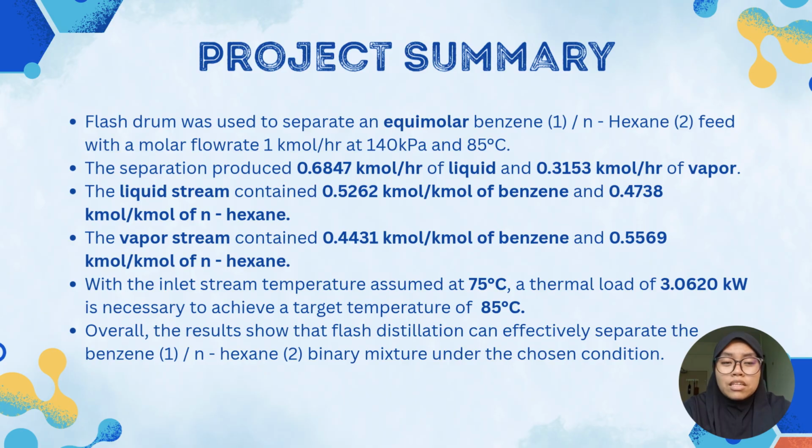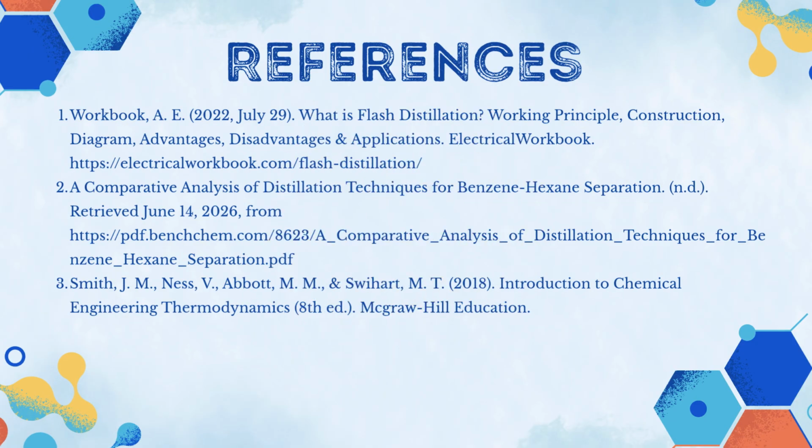With the inlet stream temperature assumed at 75 degrees C, a thermal load of 3.0620 kW is necessary to achieve the target temperature of 85.85 degrees C. Overall, the results show that flash distillation can effectively separate the benzene and n-Hexane binary mixture under the chosen condition.